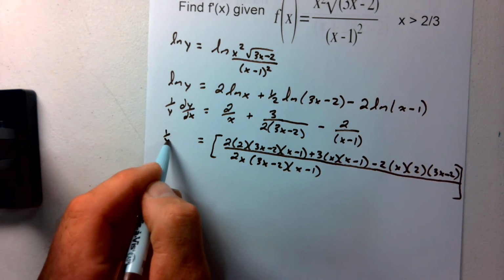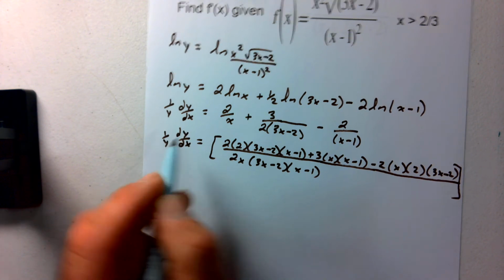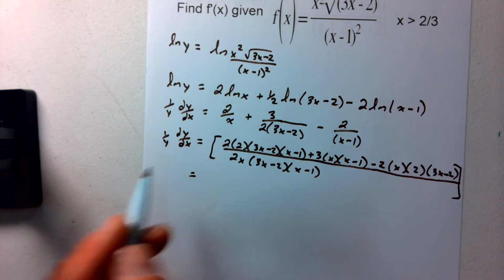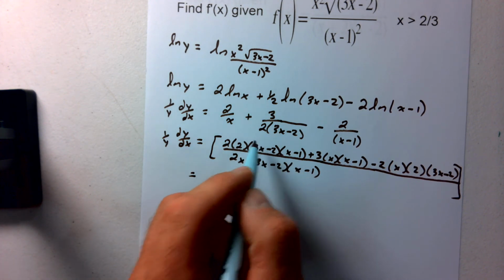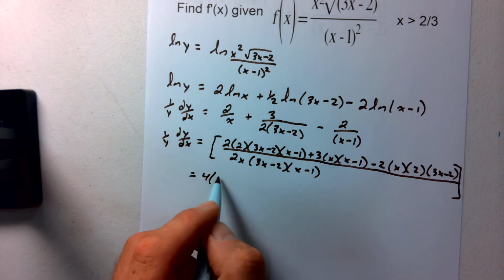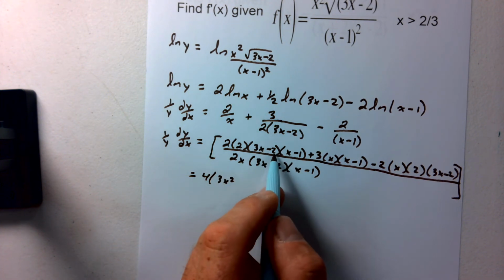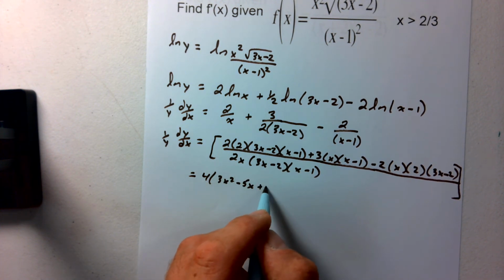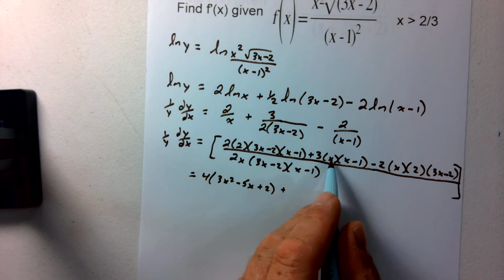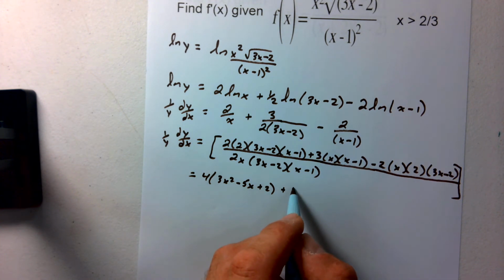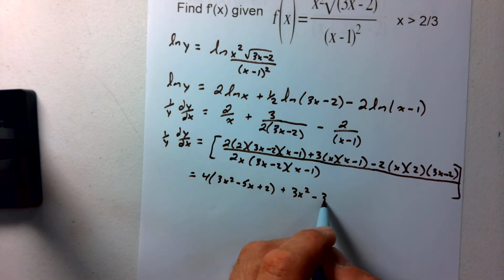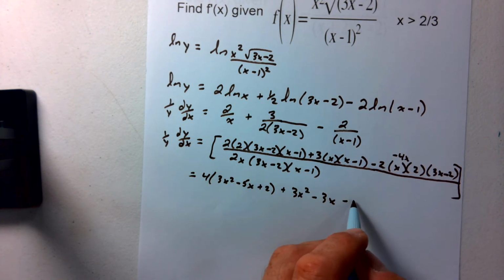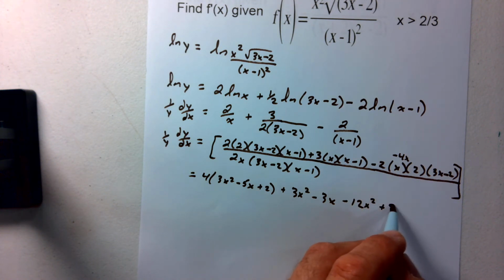So maybe we'll just leave that over here for just a second so we can go ahead and clean this numerator up. So what we got? We got 2. I'm going to multiply that out, I guess. So we have 4. We have 3x squared. We have a negative 3x and a negative 2x gives us a negative 5x plus 2. To that we're going to add 3x times x minus 1 times x minus 1. So 3x squared minus 3x. We have a negative 4x here multiplied to the 3x gives us negative 12x squared plus 8x.